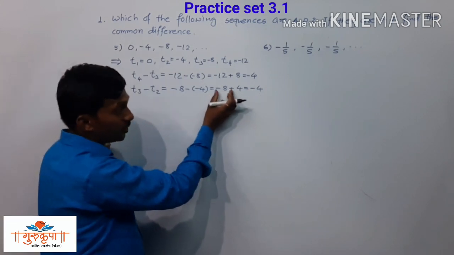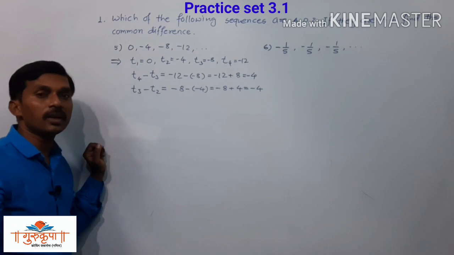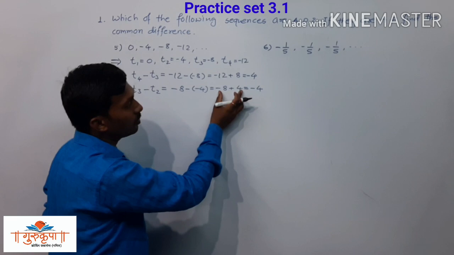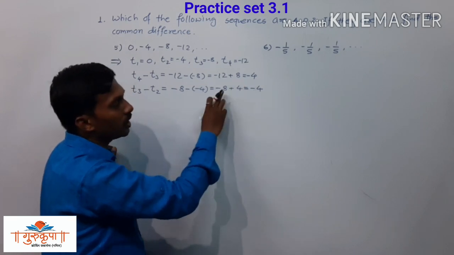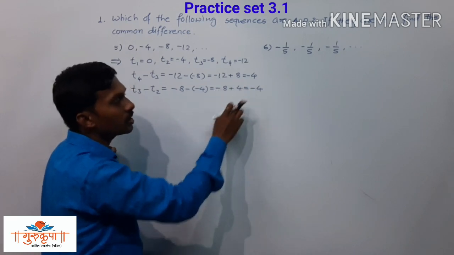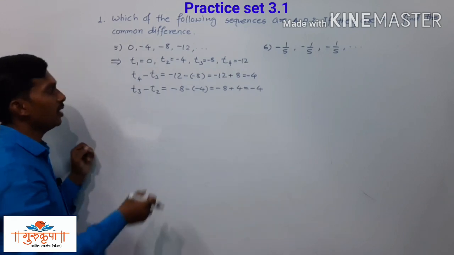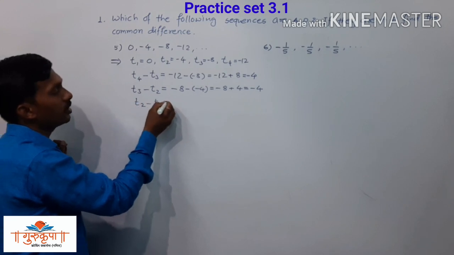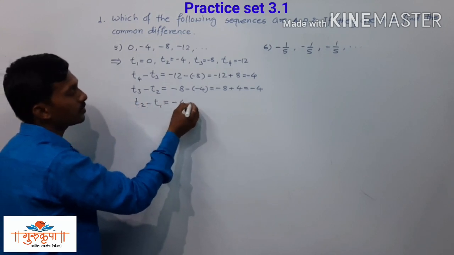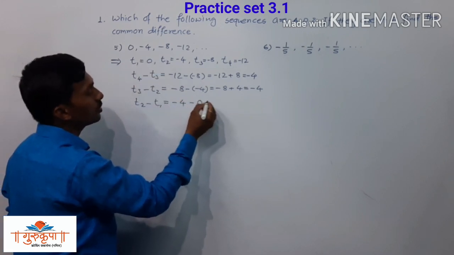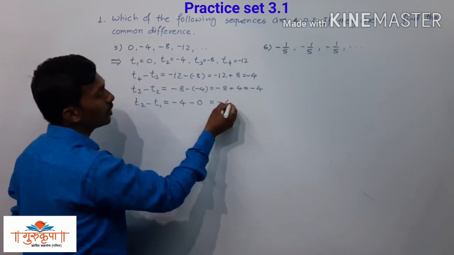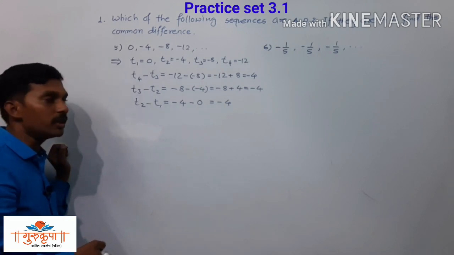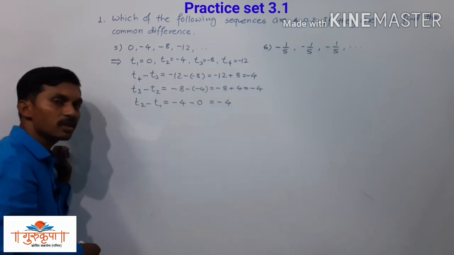Here the signs are different, so we take the subtraction and give the sign of the bigger number to the answer. Here minus 8 plus 4, the subtraction is 4, and since the bigger number is negative, the answer is negative. Now we take the difference between T2 and T1. T2 is minus 4 minus T1, which is 0, and it is equal to minus 4. If we subtract 0 from any number, we get the same number, that is minus 4.